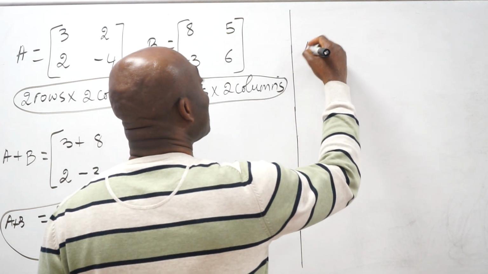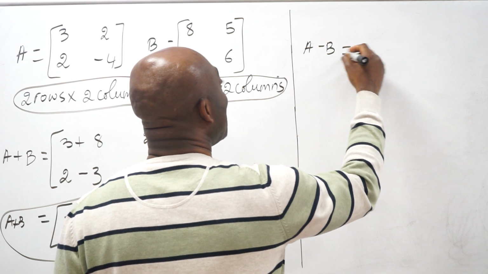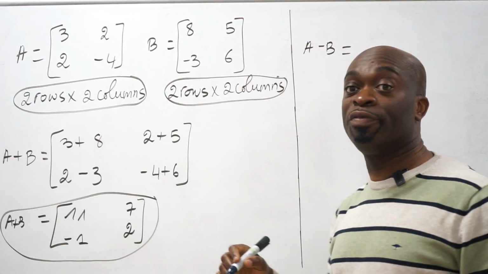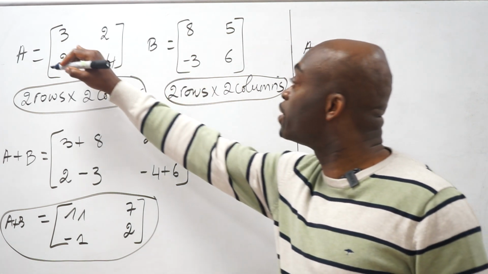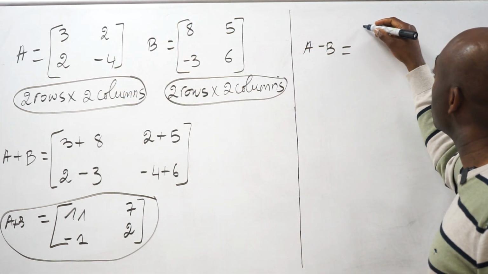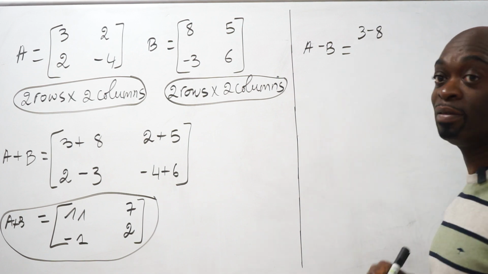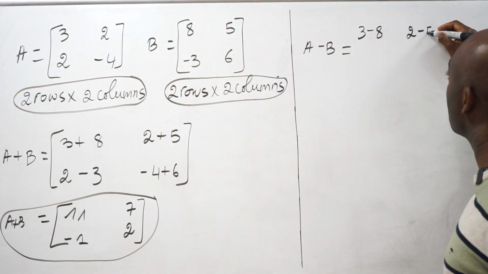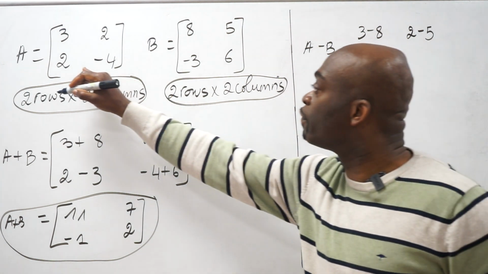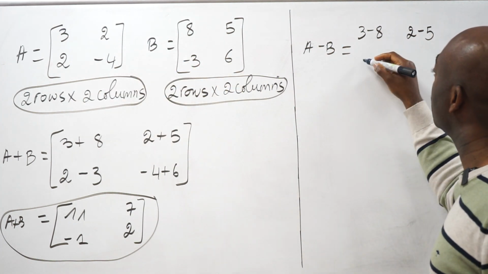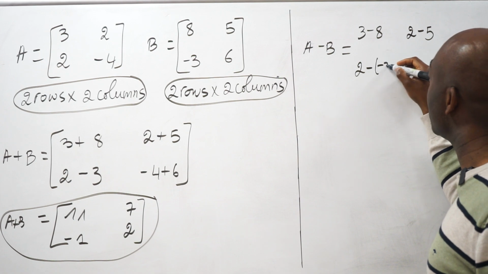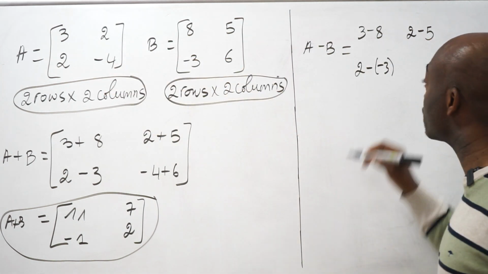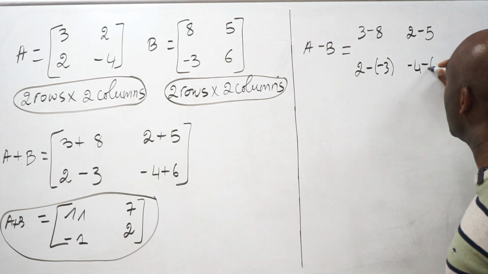We want to subtract them. So A minus B. Again, the same thing that we did before: we're going to work with the same location. So that means 3 minus 8, and then we have 2 minus 5. Then we have 2 minus negative 3. And then we have negative 4 minus 6.